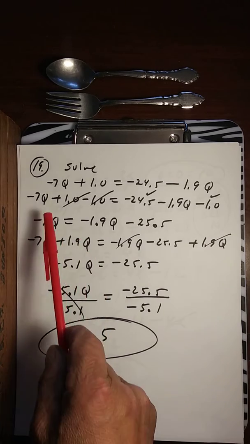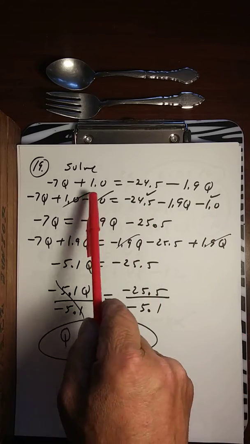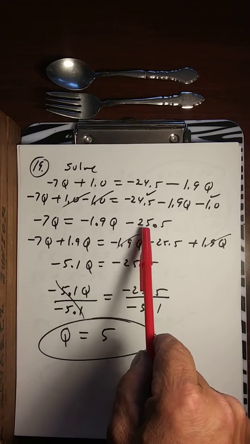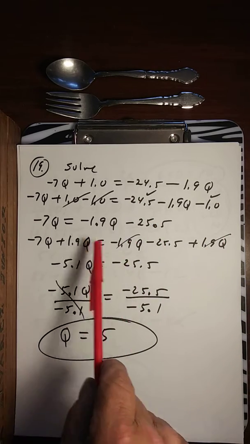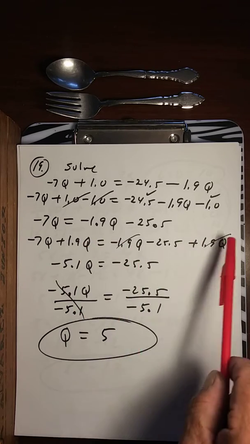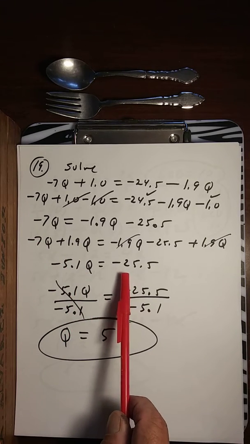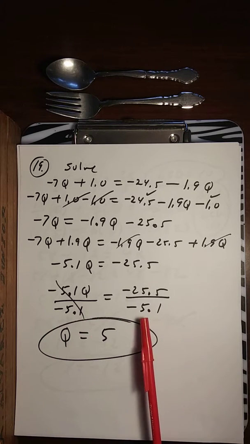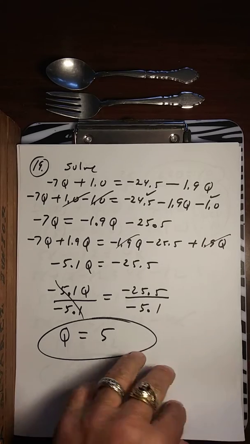Decimals. So to get rid of this 1.0, we're going to go negative 1.0, negative 1.0. These are gone. So we have negative 1.9q minus 25.5. This one and this one together is that. Now let's get rid of the negative 1.9q. Add it to both sides. 1.9q, 1.9q. These are gone. This together is going to be negative 5.1q equals negative 25.5. Now divide by negative 5.1, negative 5.1. These are gone. So this is going to give you a 5.